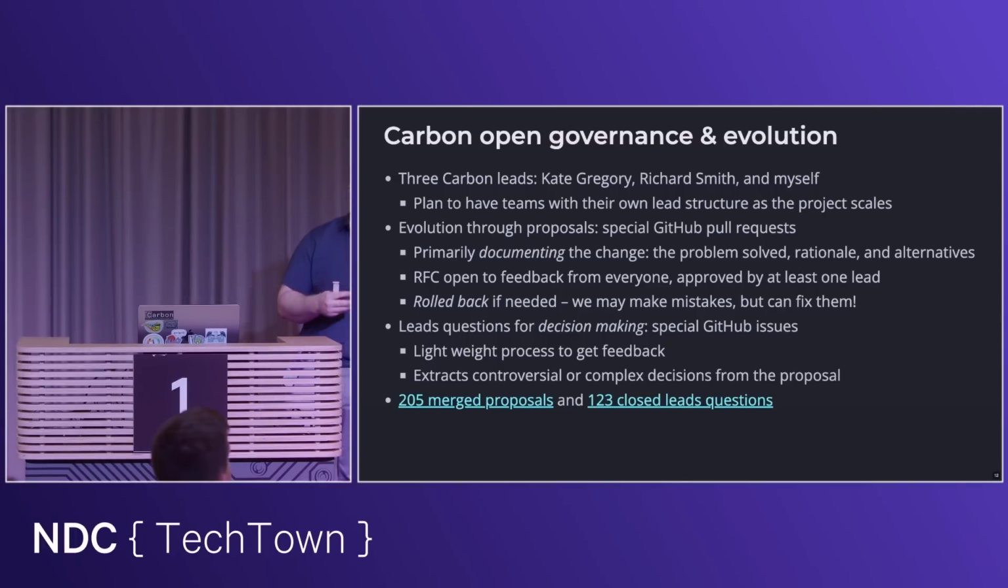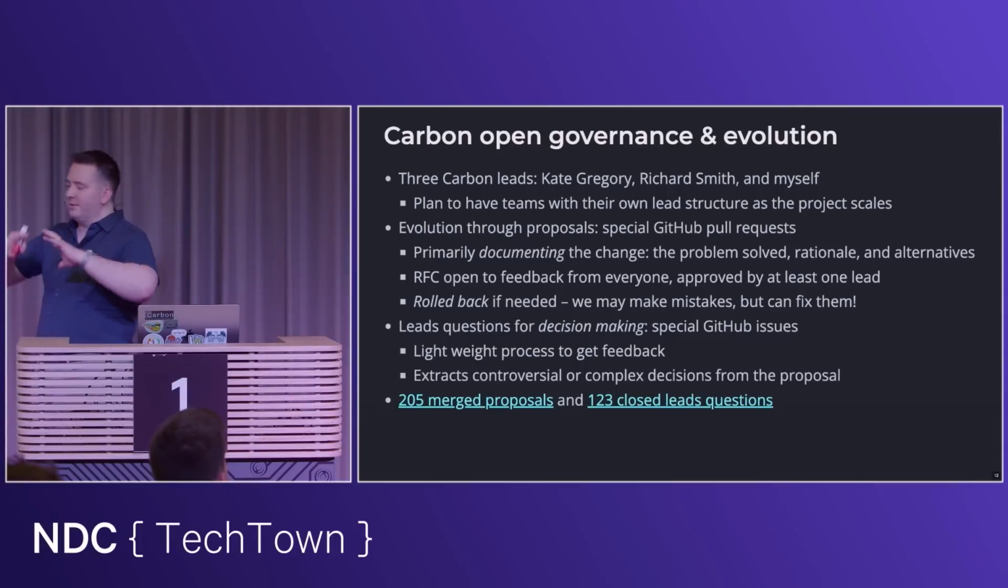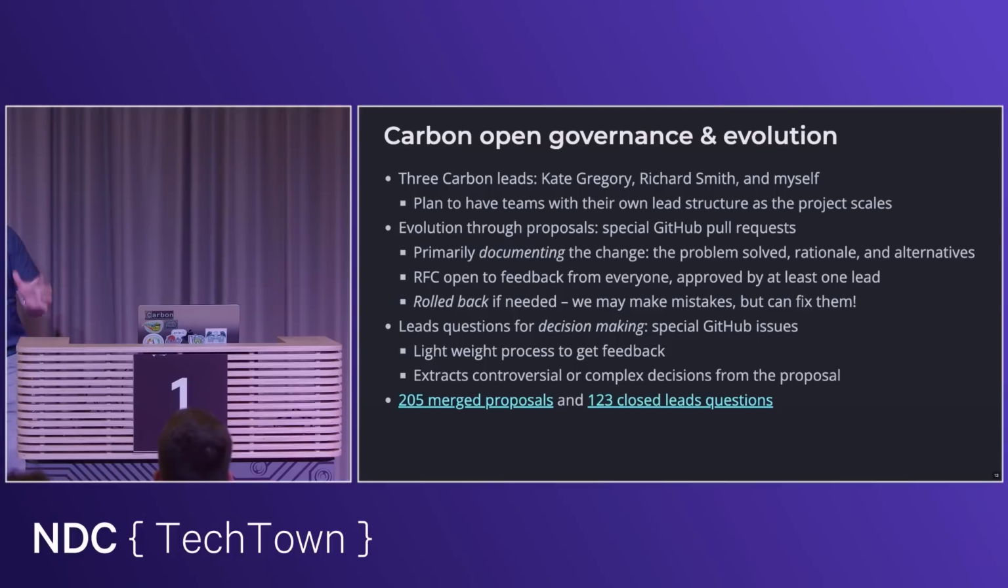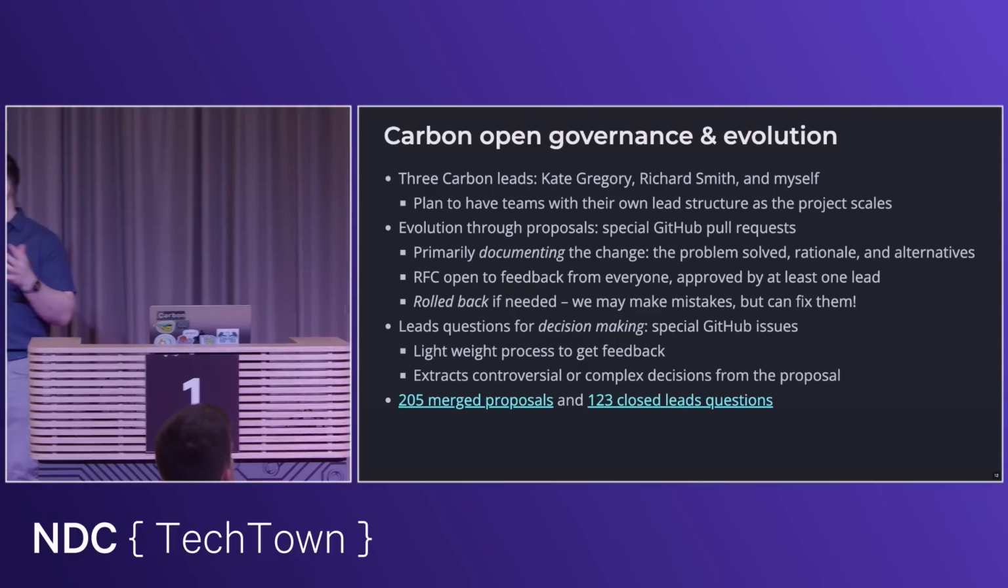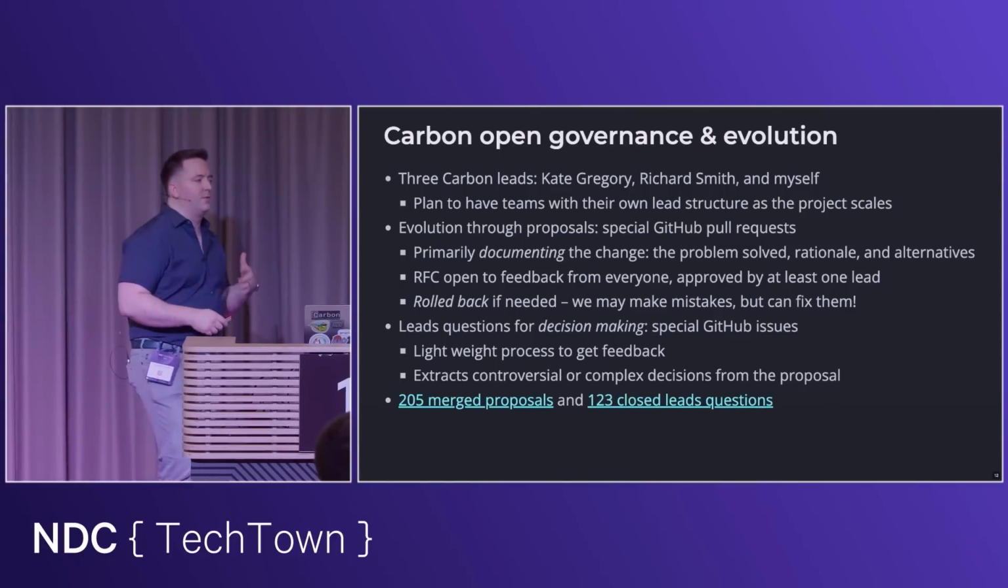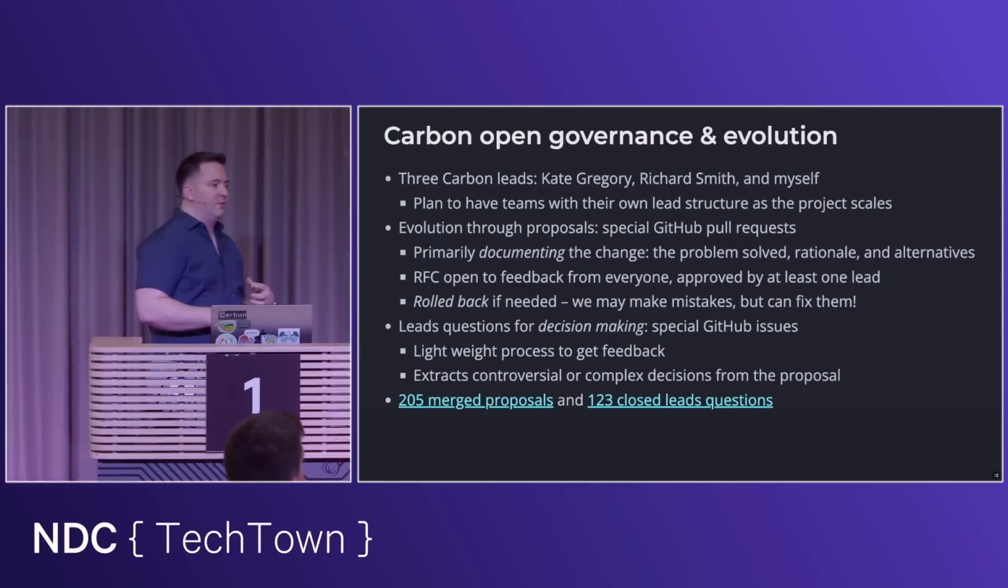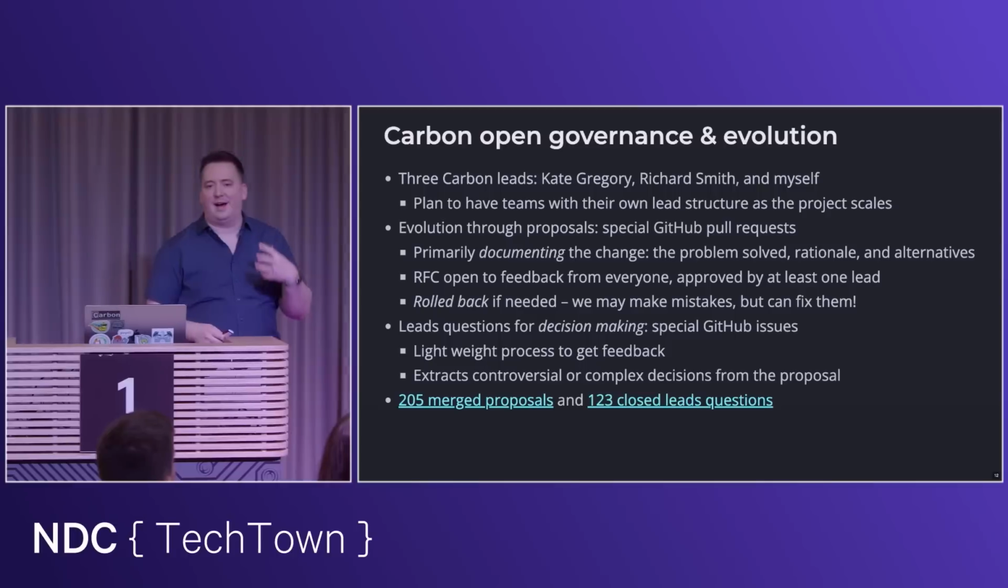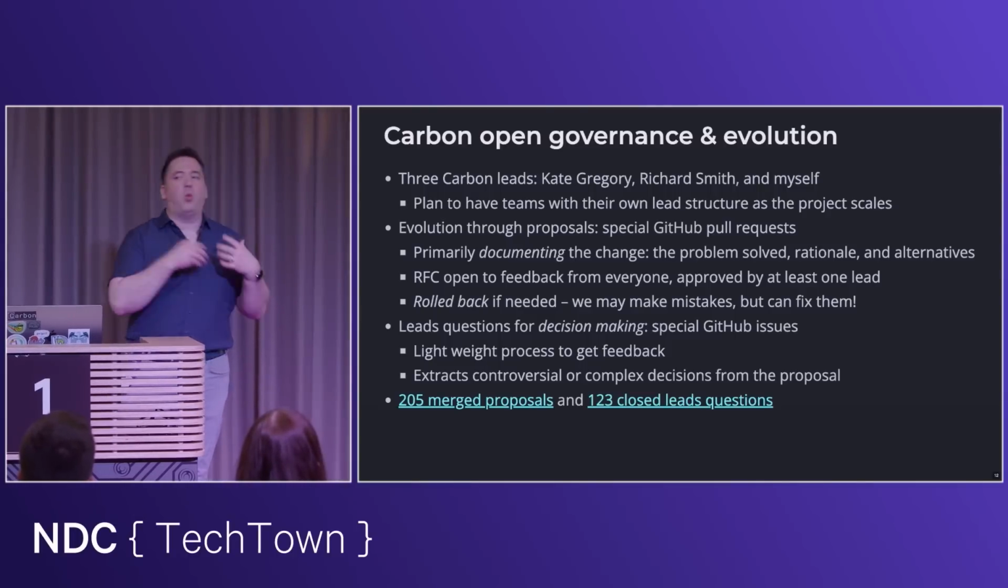And as Carbon evolves, we evolve it through a proposal process. But proposals aren't weird PDF processes that come out in a mailing. We have a very, very easy process. It's just a GitHub pull request. We attach a special document to it. And that document really reflects the purpose of proposals. Our evolution process is really centered on documenting what's changing and why it's changing.